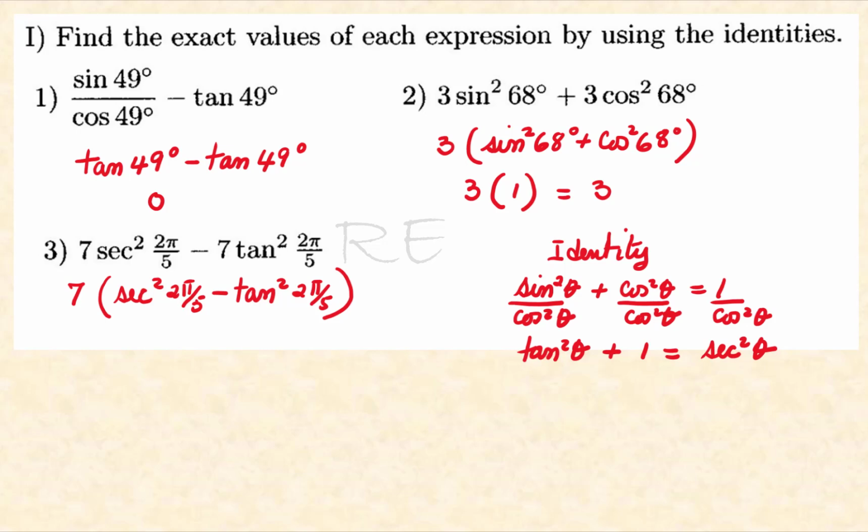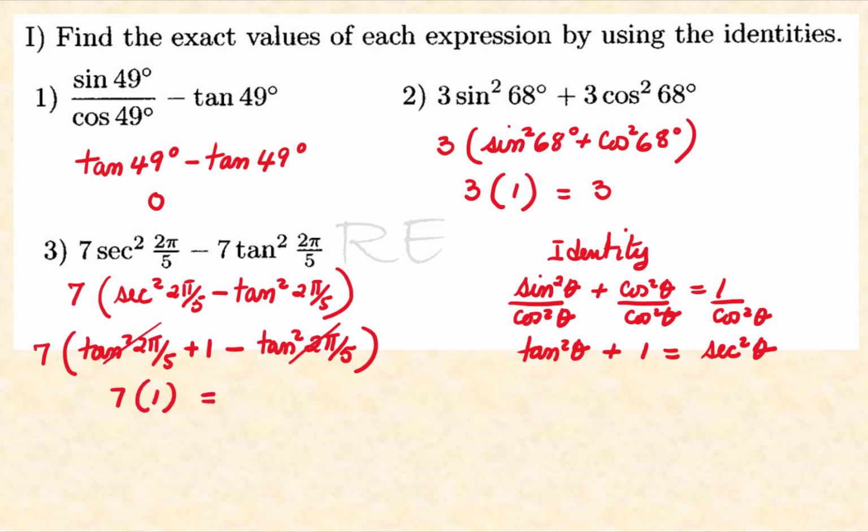Let's replace secant squared 2 pi over 5 by tangent squared 2 pi over 5 plus 1. Tangent squared 2 pi over 5 plus 1 minus tangent squared 2 pi over 5. We get 7 times 1 because tangent squared 2 pi over 5 cancels, and 7 times 1 is 7.